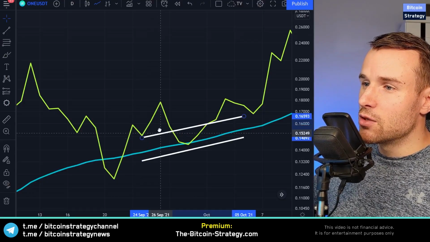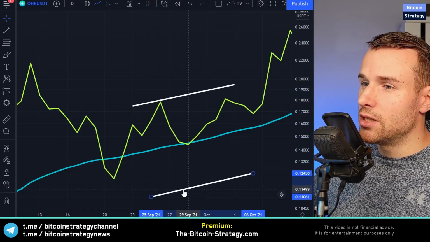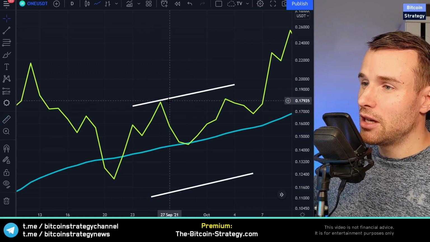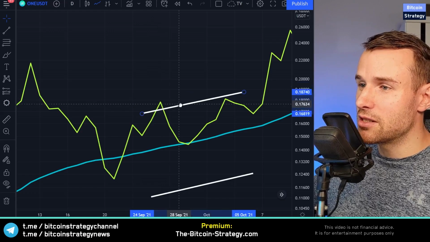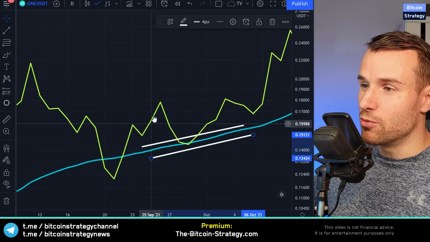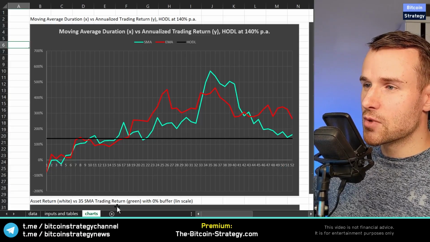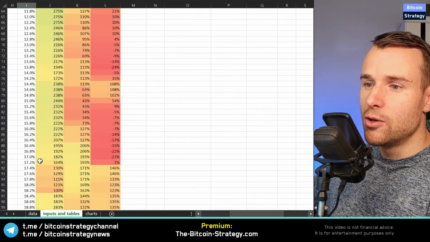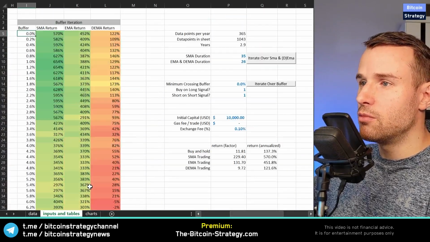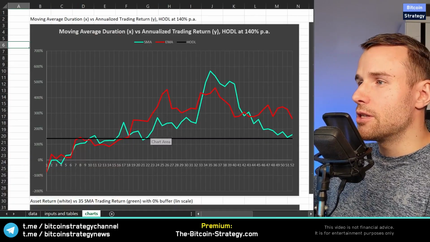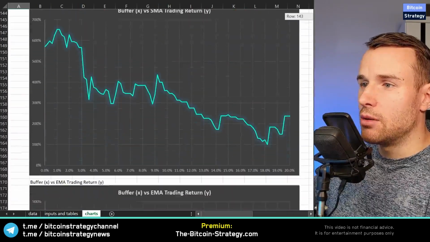The question then is, what's the ideal buffer, right? Should we take maybe a buffer of, in this case, 26%? Okay, I haven't tested all the way to 26. I've tested up to 20%. Or should we take a smaller buffer, maybe 1 or 2%? So what's the ideal here? So the backtest for that buffer goes from 0% all the way to 20 for the optimal moving averages, right? So for the 35 and 26. So this is what we get when we look at that.